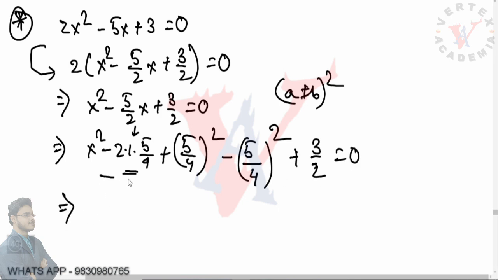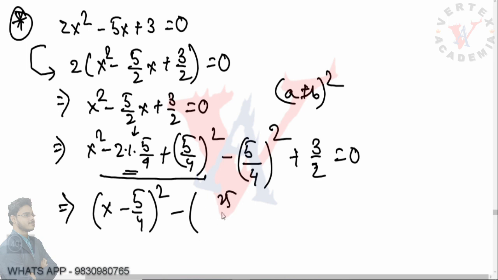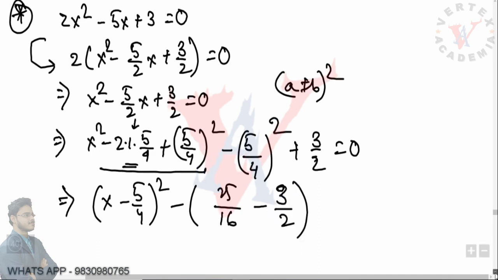Okay, so now this thing is x minus 5 by 4 whole square minus, let's take common, so this is 25 by 16 minus 3 by 2. So let me do it.